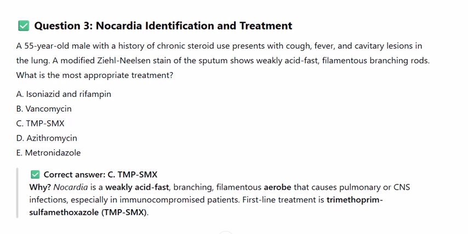A. Isoniazid and rifampin. B. Vancomycin. C. TMP-SMX. D. Azithromycin. E. Metronidazole. Correct answer: C.